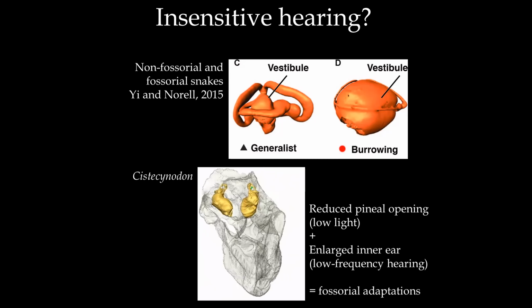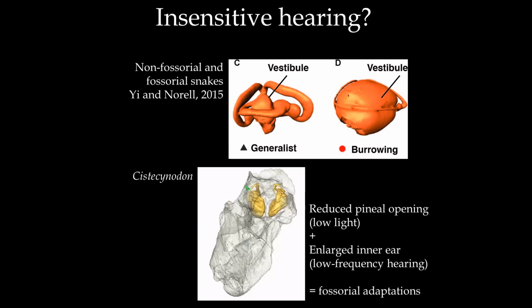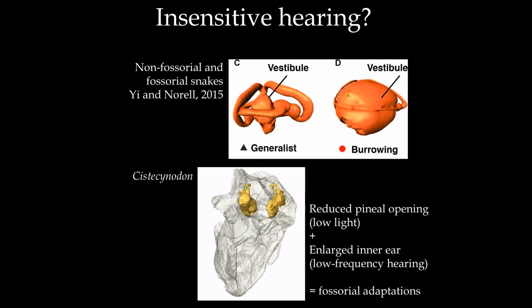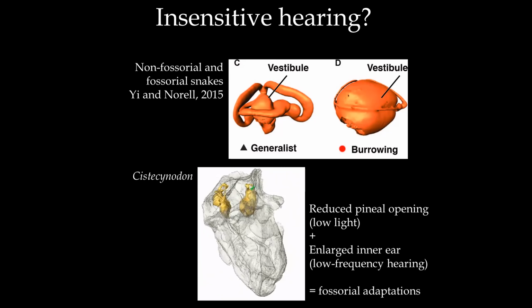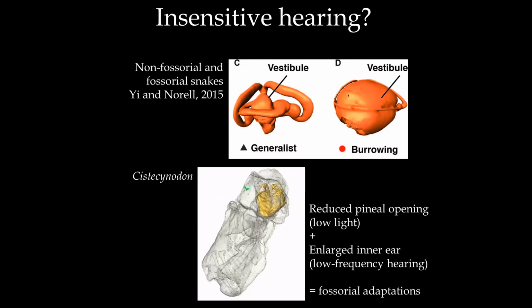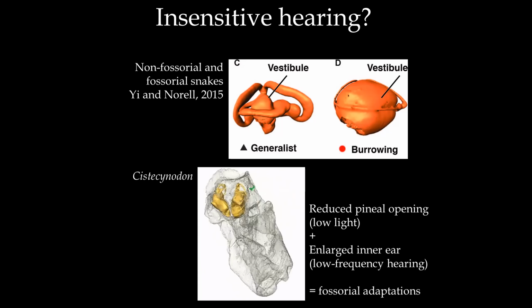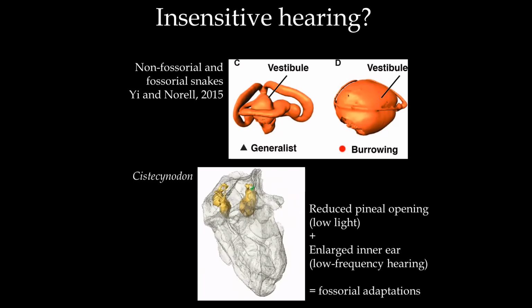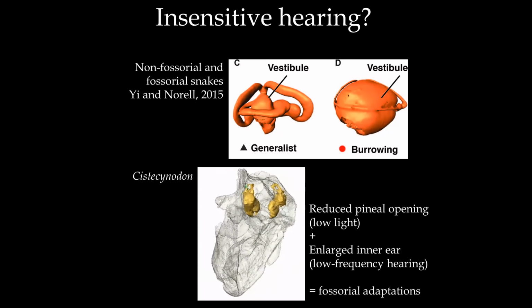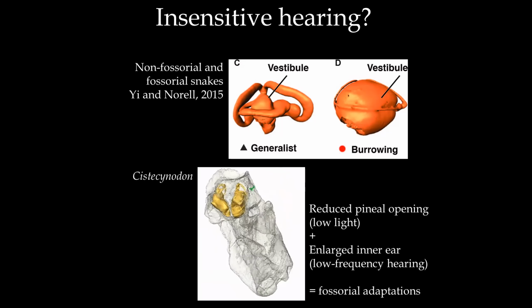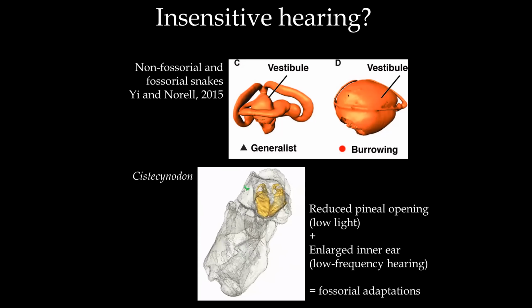So overall, the paleoneurology of Cistecynodon gives us a nice consistent signal that this animal was adapted to a fossorial way of life, and so developed its own sensory specializations that are very different from those of modern mammals, but definitely not an insensitive hearing.